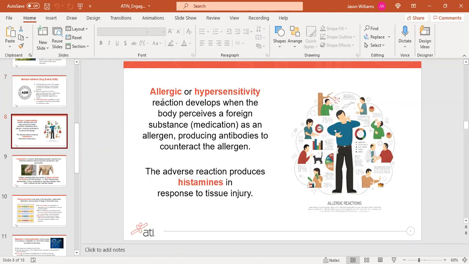Some medications can cause an allergic reaction or a hypersensitivity reaction. And in that event, if a patient is having an allergic reaction from a medication, as a nurse, we need not to give that medication. We need to notify the physician. Patient having an allergic reaction. Doc, what do you want to do?